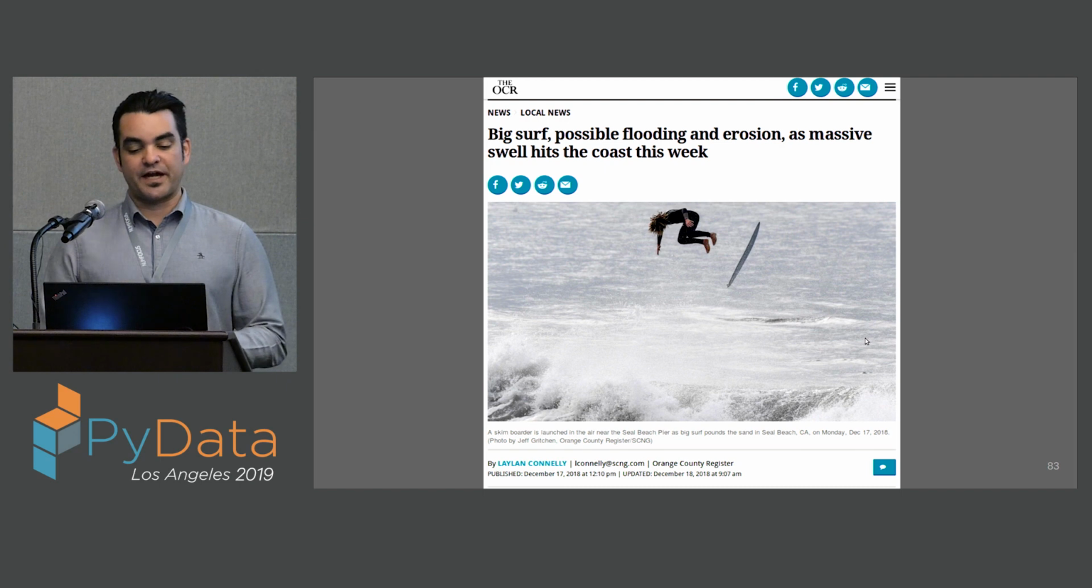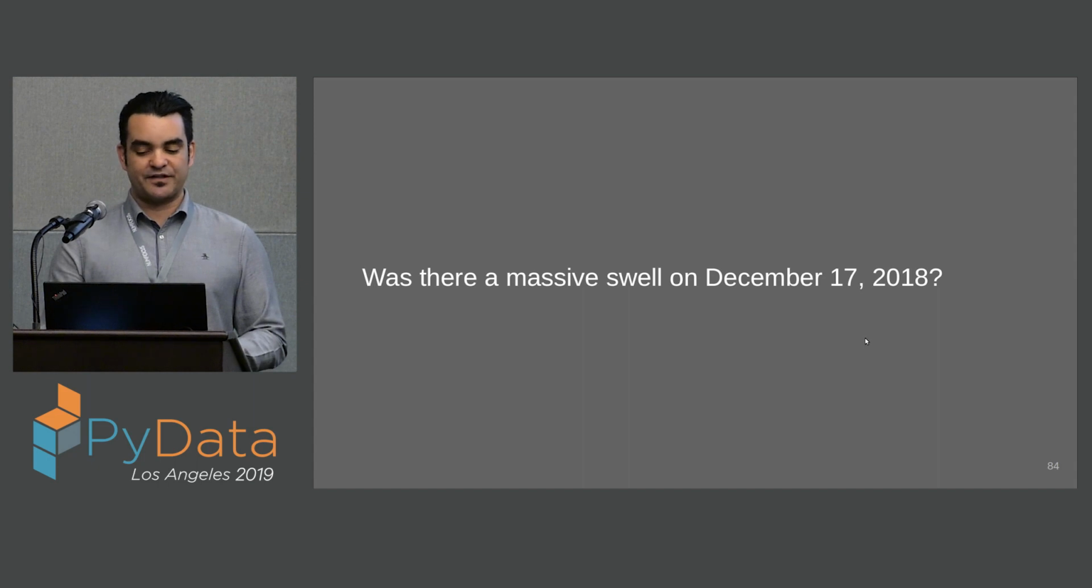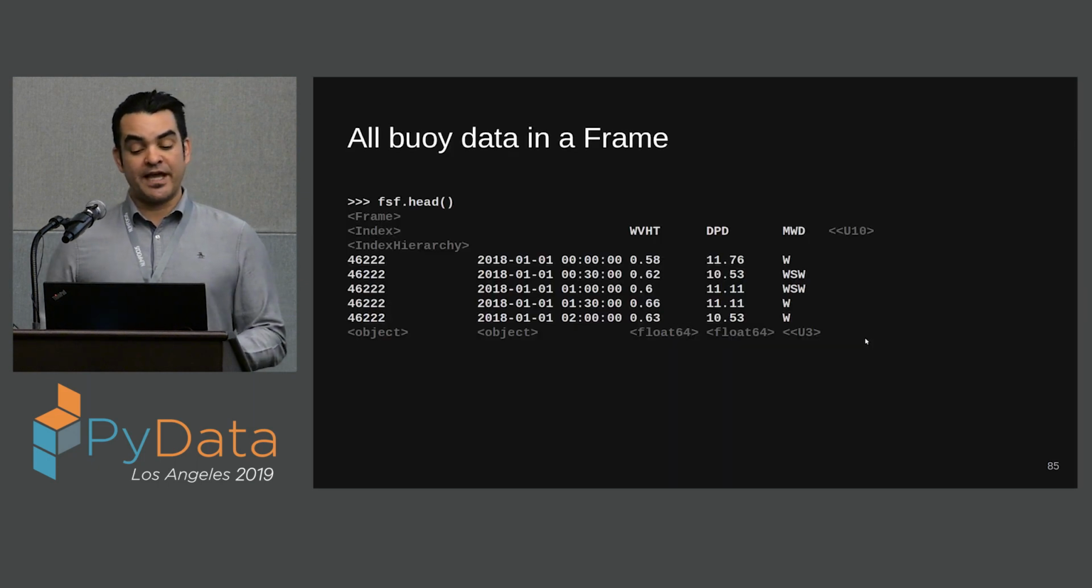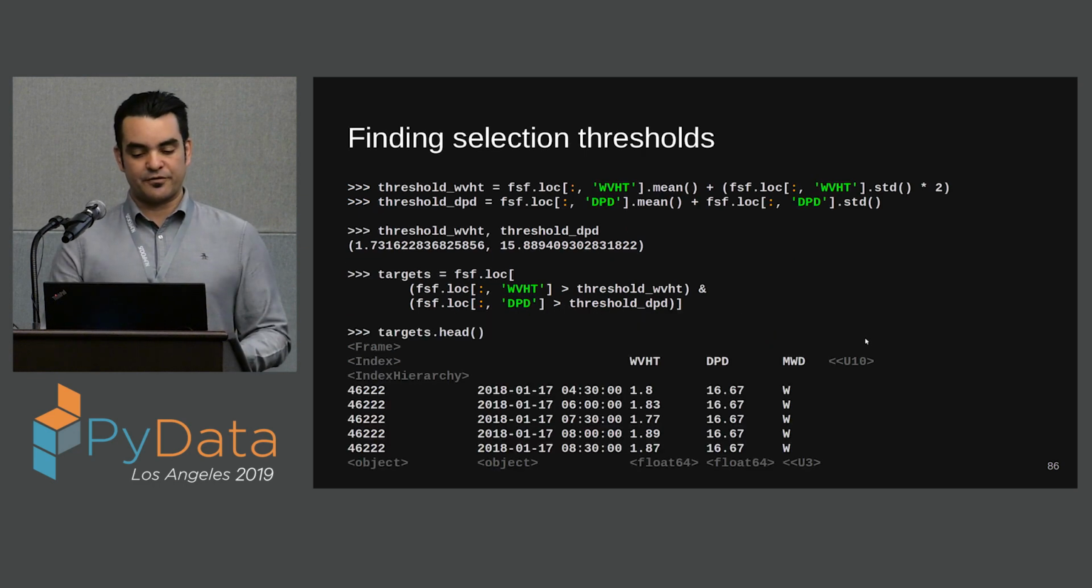So let's return to this guy. Big surf, possible flooding and erosion, massive swell. Can we find that massive swell in this data? Well, we can, and I actually took a very simple approach. Here we have, again, in a static frame, the 3-dimensional data with a 2-dimensional hierarchical index on the rows.